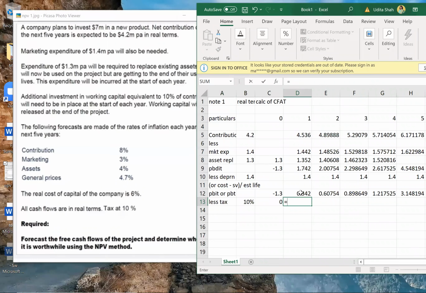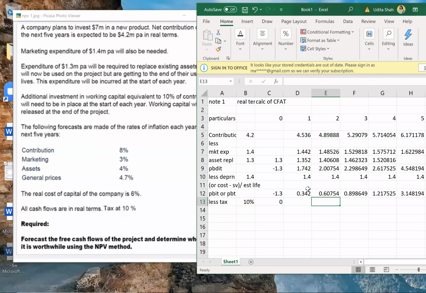Year 1, what will happen? Year 1 will be this amount, 0.342. This amount minus this, that is 0.958. So I'll have to adjust this entire loss of 1.3 million against these, and then only I'll get the tax. So am I not using the concept of set off? You have studied this concept. So that concept of set off I'll apply, and I'll have to calculate tax.